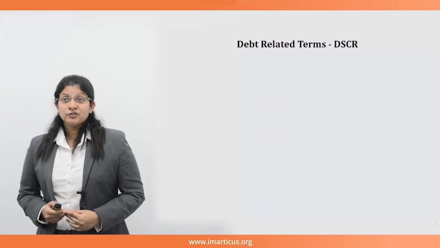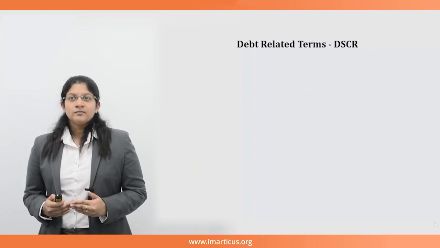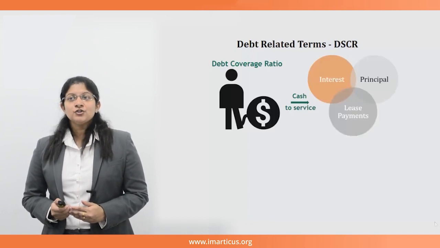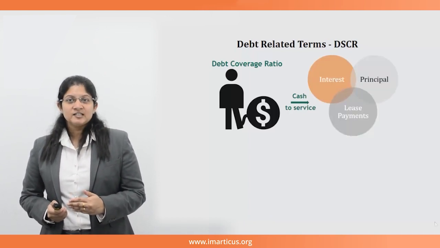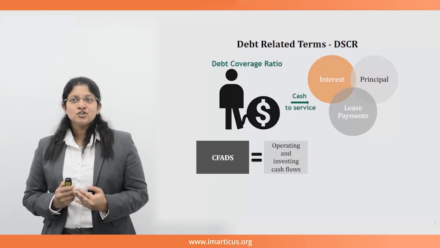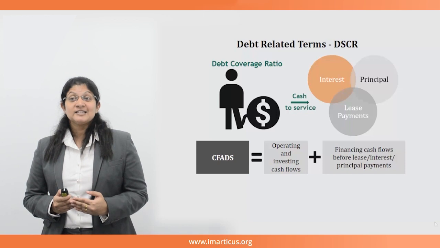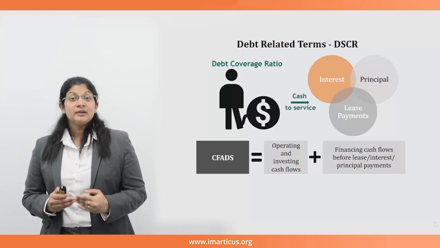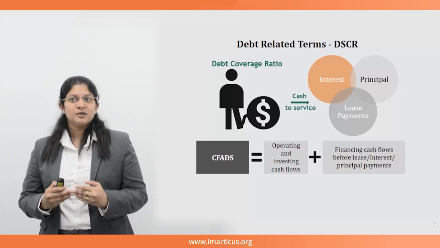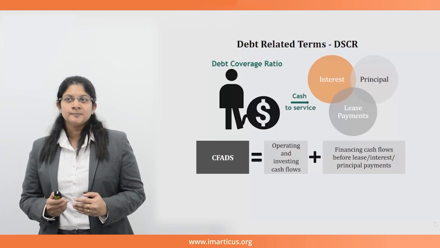The debt service coverage ratio, or DSCR, also known as debt coverage ratio or DCR, is the ratio of cash available for debt servicing to interest, principal and lease payments. The cash available for debt servicing, known as CFADS, is all operating and investing cash flows plus any financing cash flows before lease payments, payment of interest or principal repayment.